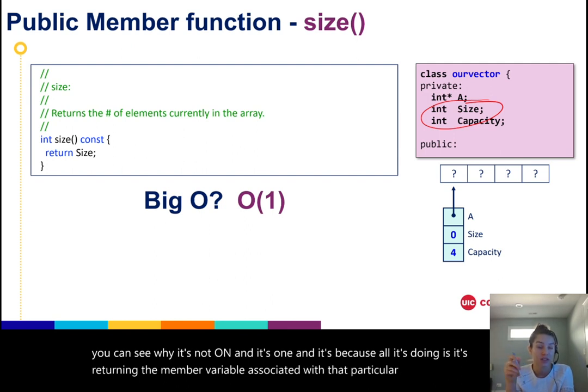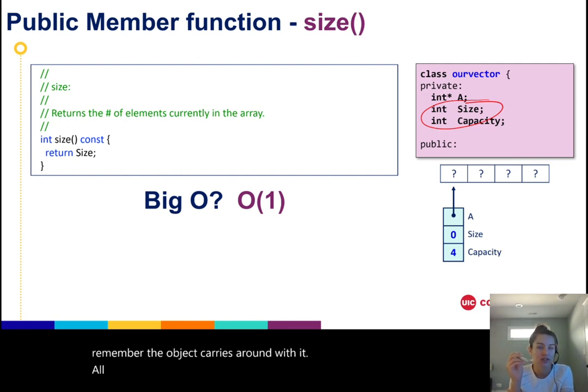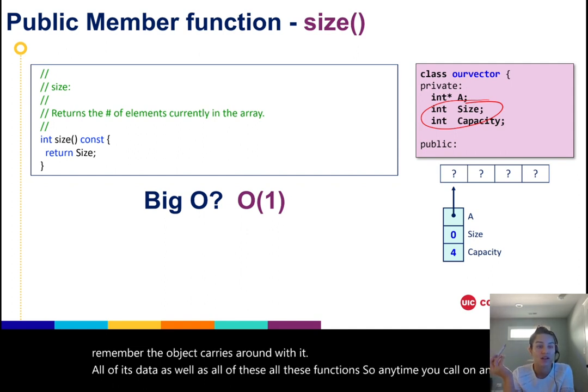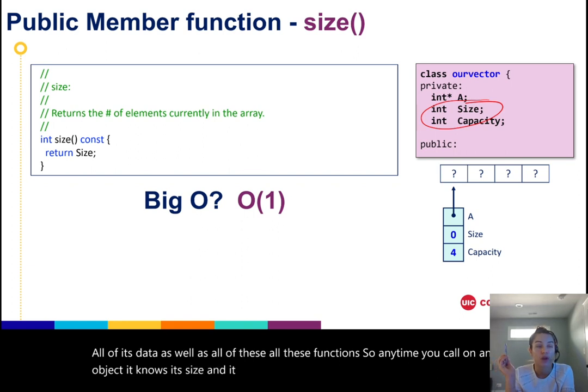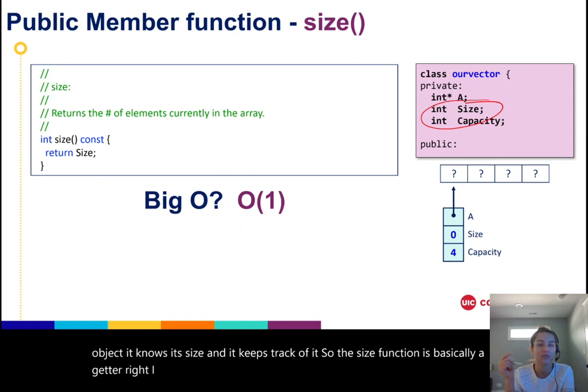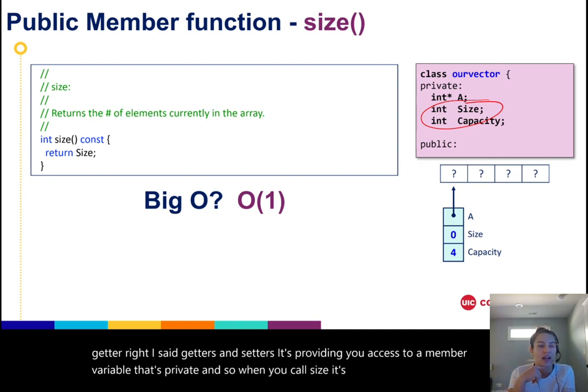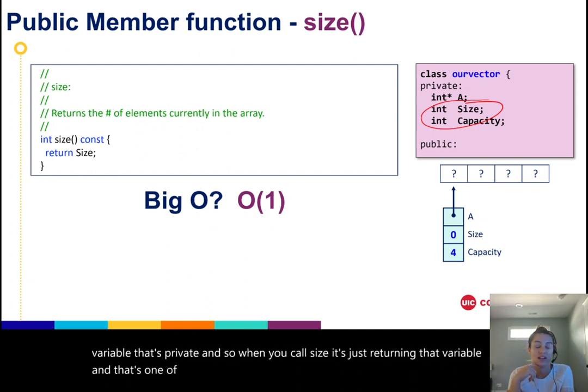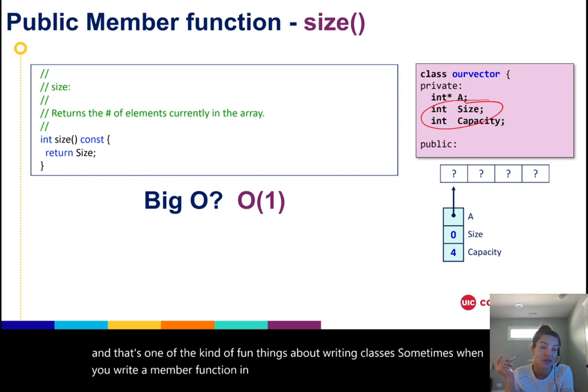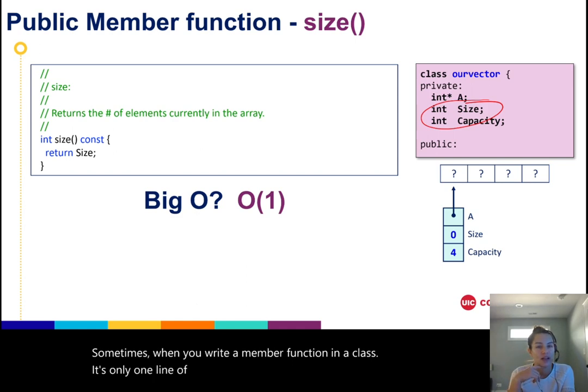So remember, the object carries around with it all of its data as well as all of these functions. So anytime you call on an object, it knows its size and it keeps track of it. The size function is basically a getter. I said getters and setters. It's providing you access to a member variable that's private. And so when you call size, it's just returning that variable. And that's one of the fun things about writing classes: sometimes a member function is only one line of code. And so that's why size functions are O(1).